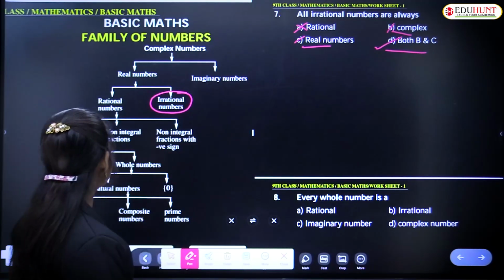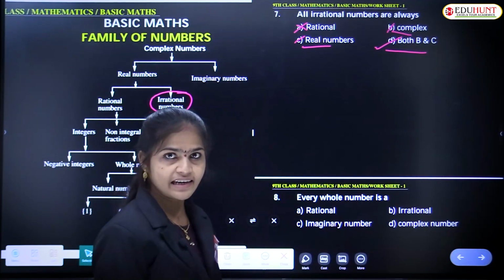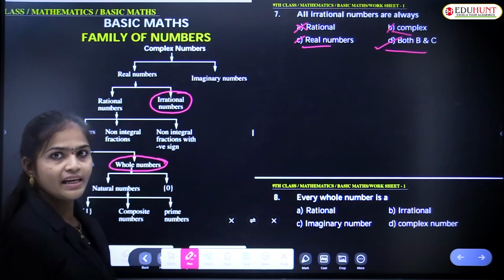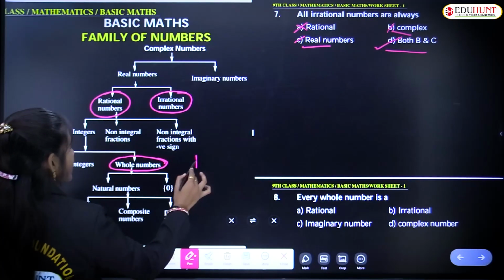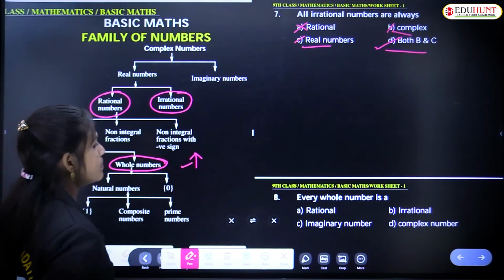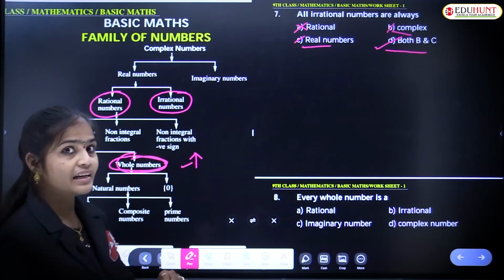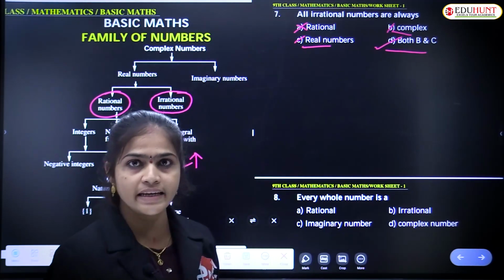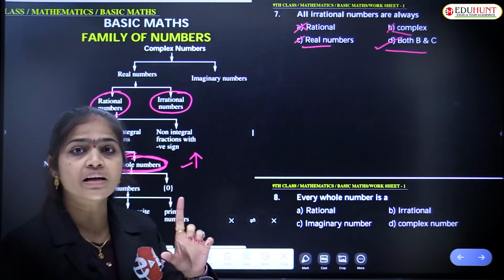Okay, children, so let us see the next question. Every whole number is A. Where do we have whole number? Here it is. The first option is rational number. So that is top, so it is possible. And irrational: every whole number is irrational? Is it an irrational number? It is not an irrational number.